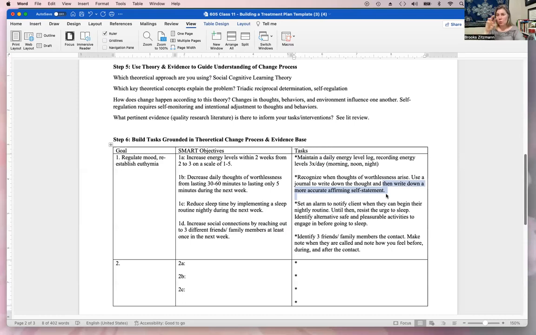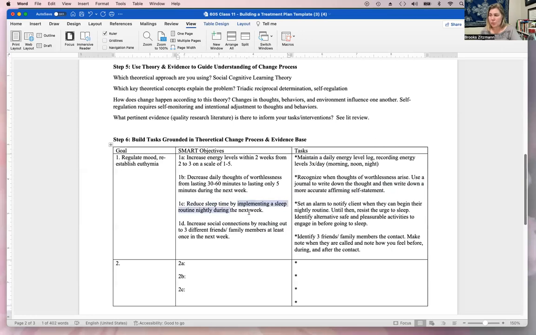Okay, so there's a few different skills in there that you can break down even further. You're going to have the client monitor, which is part of self-regulation, right? They're going to monitor when they notice these thoughts happening, and they're going to do something different than just staying with them. They're going to write them down, and they're going to write another statement after, about a self-affirmation.